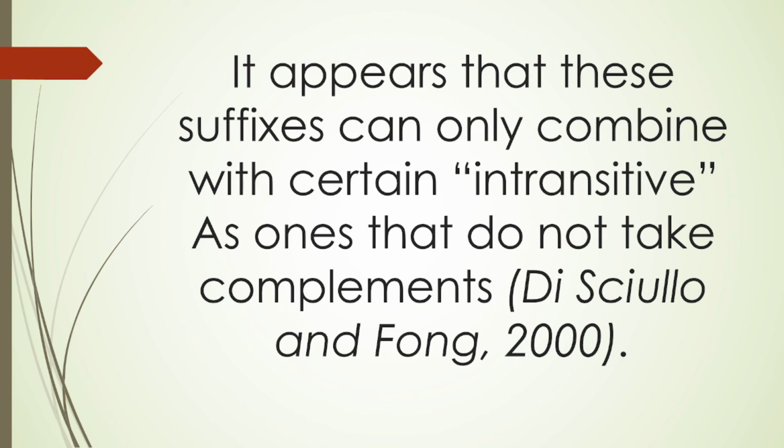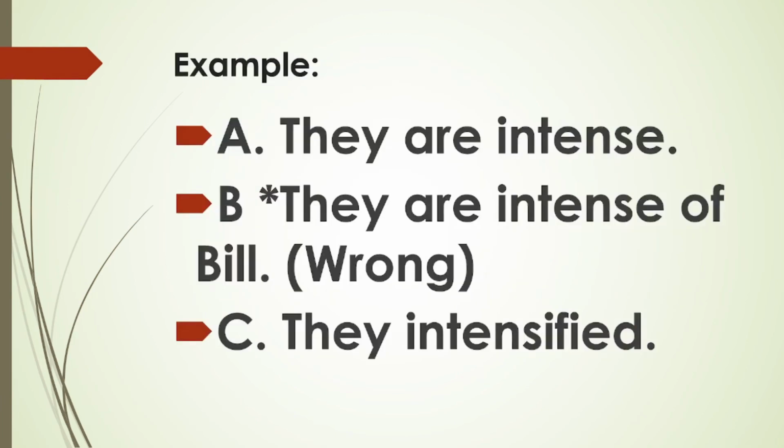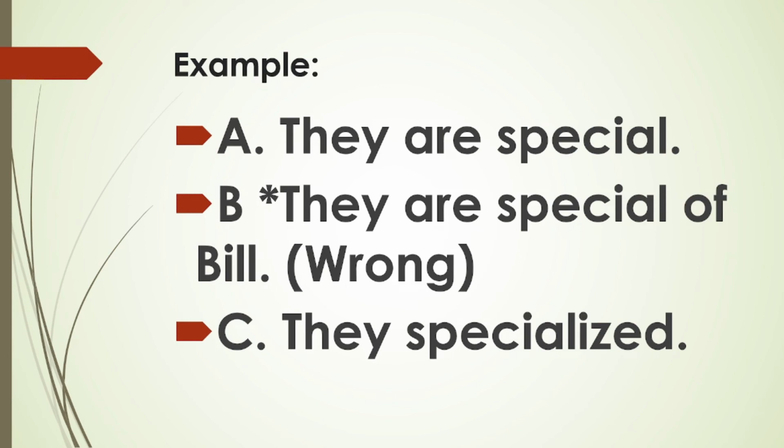So let us take this example. They are intense. So we add the suffix -ify to the adjective intense, and it becomes intensify. They intensified. So it's wrong to say "they are intense of Bill". Another: they are special. It's wrong to say "they are special of Bill", but you add -ize to the adjective special to make it a verb, which is "they specialize".